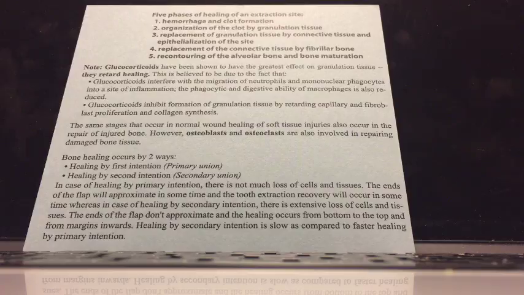In case of healing by primary intention, there is not much loss of cells and tissues. The ends of the flap will approximate in some time, and the tooth extraction recovery will occur in some time, whereas in case of healing by secondary intention, there is extensive loss of cells and tissues. The ends of the flap don't approximate, and the healing occurs from bottom to the top and from margins inwards. Healing by secondary intention is slow as compared to faster healing by primary intention.